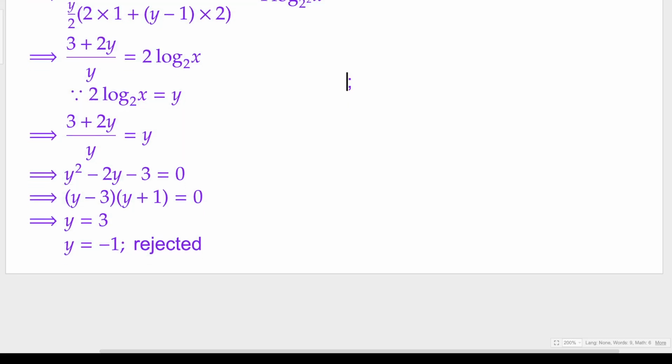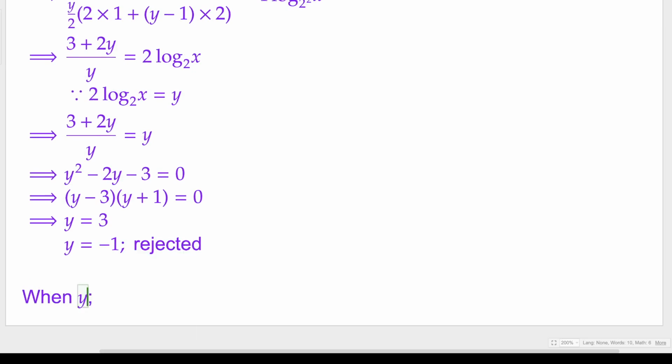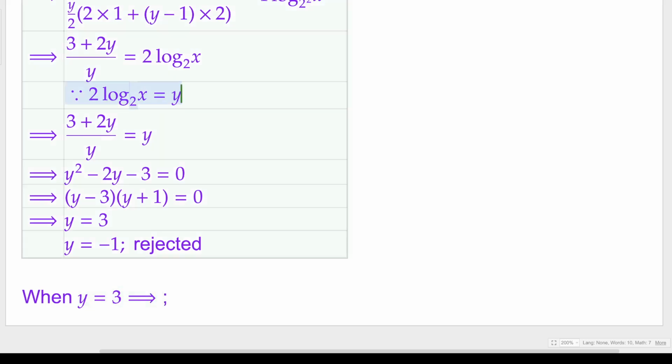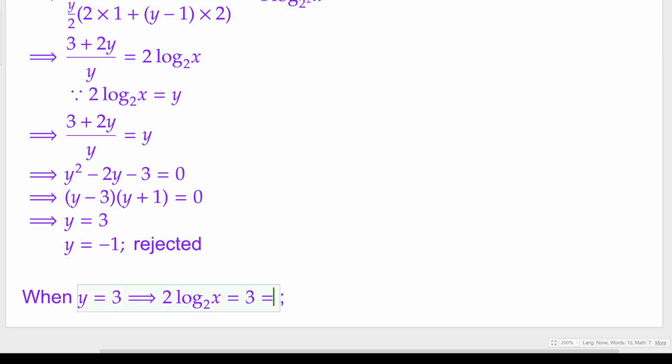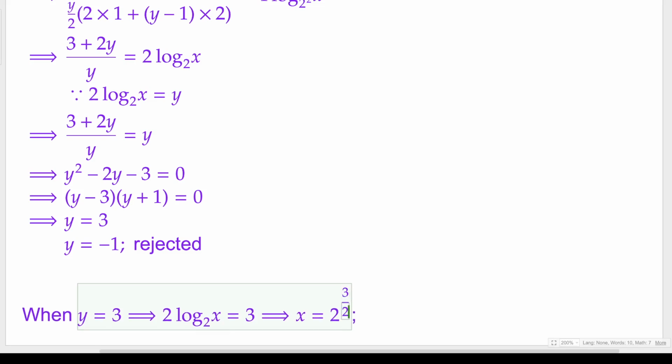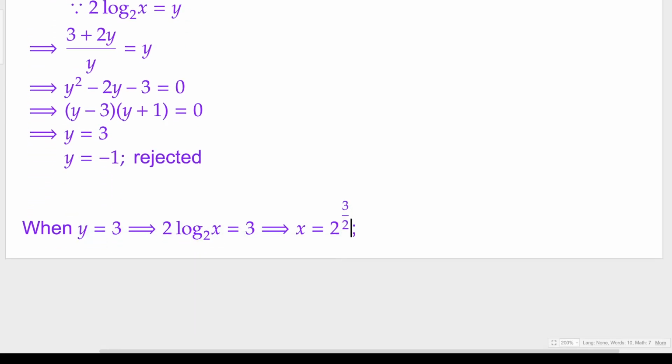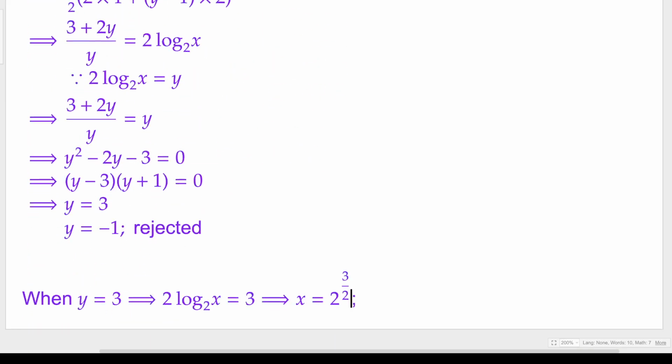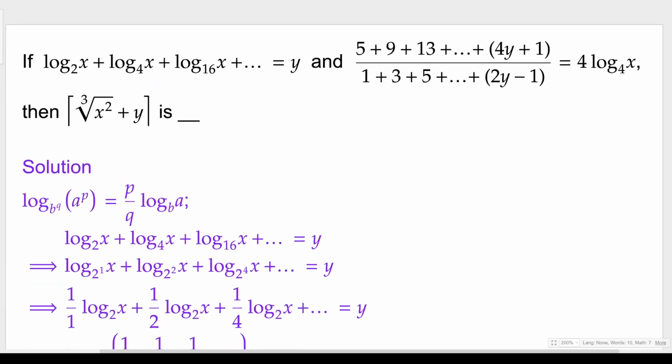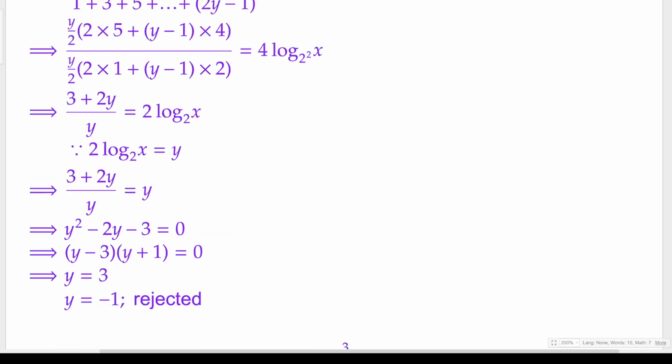Now let us observe the situation when my y is equal to 3. I'll take the value of y and substitute it here, which is equal to 3, and from this we can write x will be equal to 2 to the power 3 over 2. So this would be the value of x.